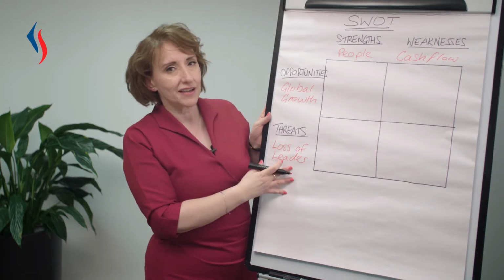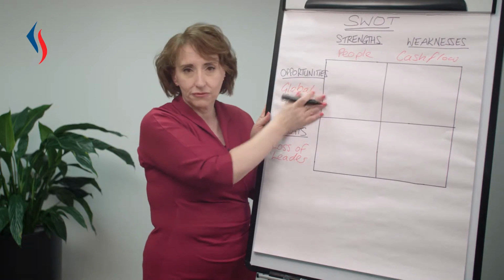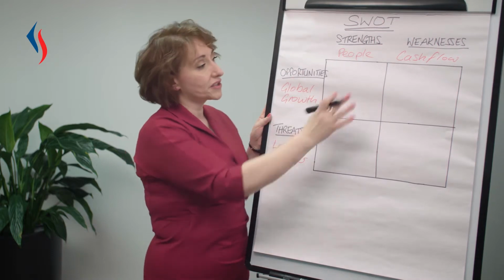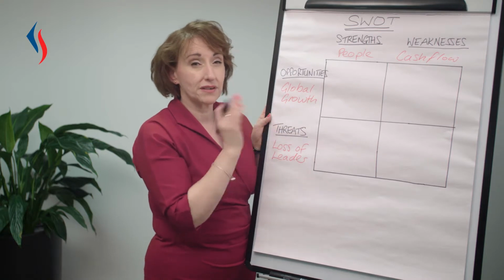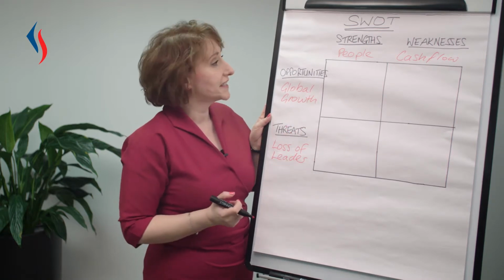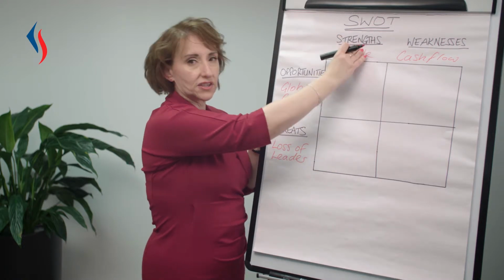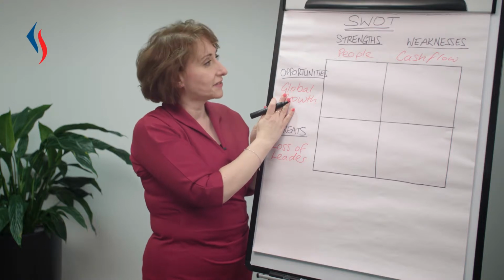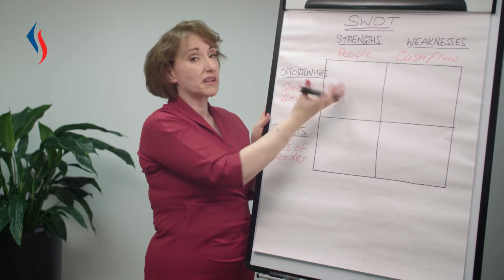Now, in a real life situation, you're probably going to have 3, 4, 5, 6 things in each of these categories. But let's just stick with these and work through each of the boxes. This is how you do it in a real life situation. It takes time, but it really will get to the nub of the idea. So how can we leverage our strengths to make the most out of our opportunities that we've identified? So here we've got people. Let's come up with a couple of ideas.